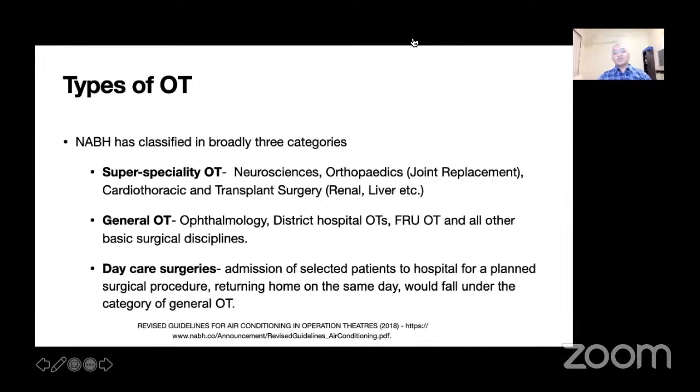admission of a selected patient to hospital is for a planned surgical procedure, where patients are returning home on the same day. But the operation room ventilations are more or less the same for the general OT and daycare surgery. And also between super specialty and all other operation theaters, there are very minimum differences as far as operation room ventilation is concerned.